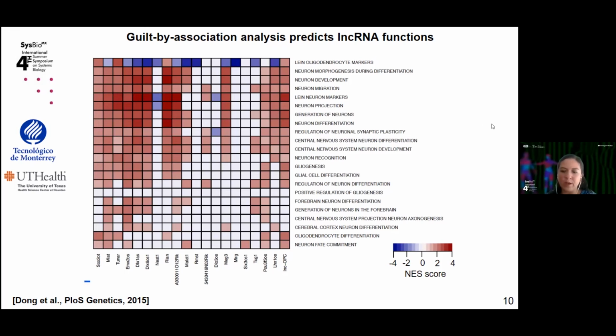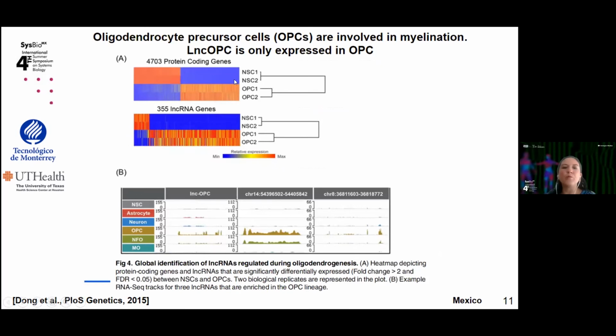Then we were interested in looking at the differentiation from neural stem cells to mature oligodendrocytes. Why? Because oligodendrocytes participate in myelination, and myelination is a process that is dysregulated, that is, the axons become unmyelinated or lose their myelination in a neurodegenerative disease called multiple sclerosis. So they have a very high relevance for this disease.